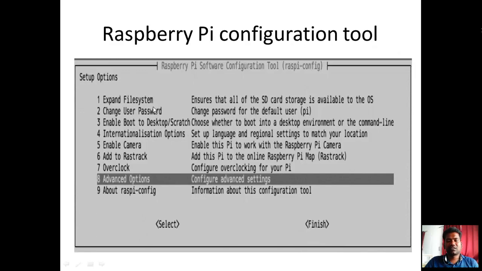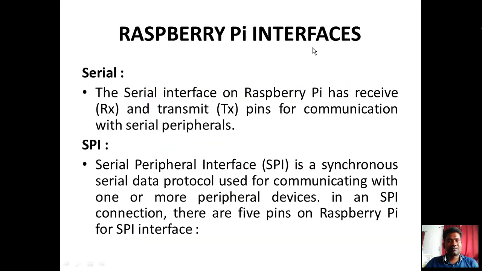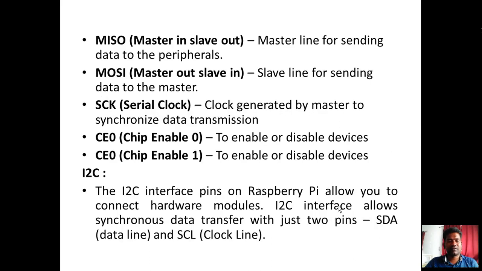These are all the Raspberry Pi interfaces. So Raspberry Pi has serial, SPI, and I2C communications. The serial communication interface: the Raspberry Pi has receive and transmit pins for communication with serial peripherals. SPI, serial peripheral interface, is a synchronous serial data protocol used for communicating with one or more peripheral devices. In an SPI connection, there are 5 pins on the Raspberry Pi for SPI interfaces, and I2C communication is also available in the Raspberry Pi. These are all the peripheral interfaces for Raspberry Pi systems.